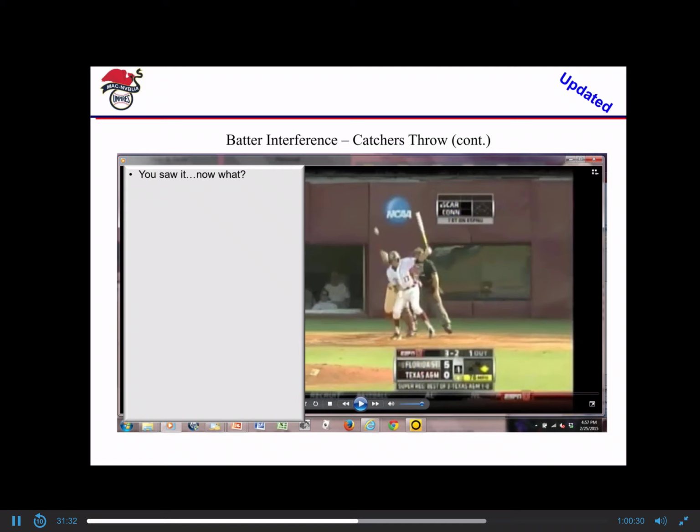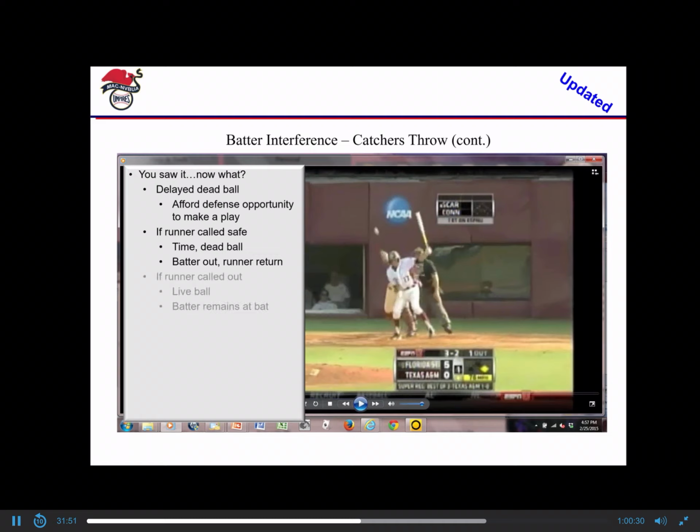So once we see batter interference, what do we do next? It's going to be a delayed dead ball because we're going to afford the defense the opportunity to make a play. If the runner is safe, we're going to call time. The ball's going to become dead. We're going to declare the batter out, and we're going to put the runner back to the base he originated from. If the runner is called out, we've given the defense the opportunity for a put out. He got the runner out. We're going to keep the ball live, and the batter is now going to remain at bat because the defense got the out.